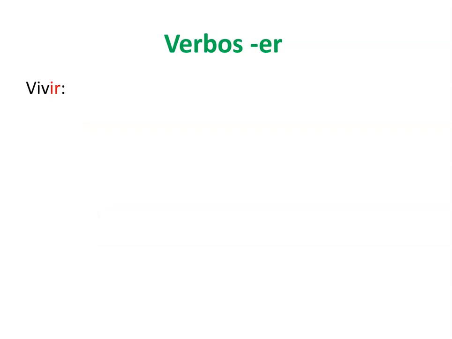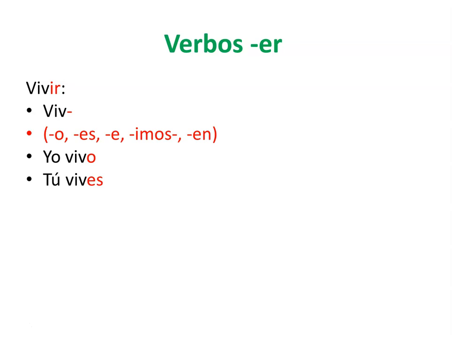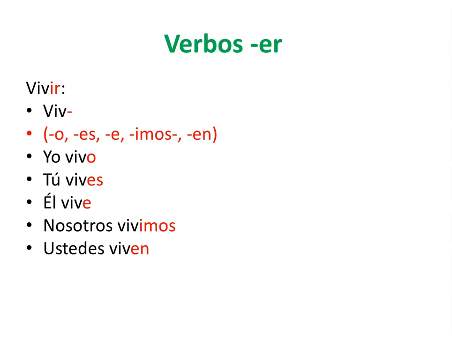Vivir, to live. Okay, remember, drop the ending of the infinitive and then add the endings according to the person. First person singular, yo vivo. Tú vives, second person. Él vive, third person. Now the plurals. Nosotros vivimos, first person. Second person, ustedes viven, and then third person, ellos viven.